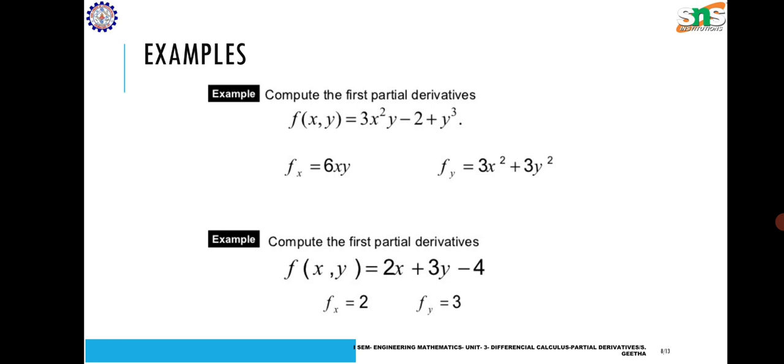Next we are finding the differentiation of f with respect to y. So here we are having only 3y as the variable, and the remaining will be treated as a constant. Differentiating that constant it will be 0. So differentiation with respect to y is equal to 3 here.